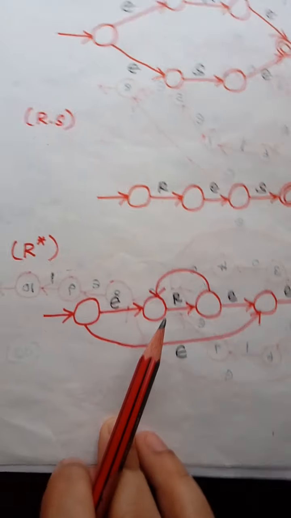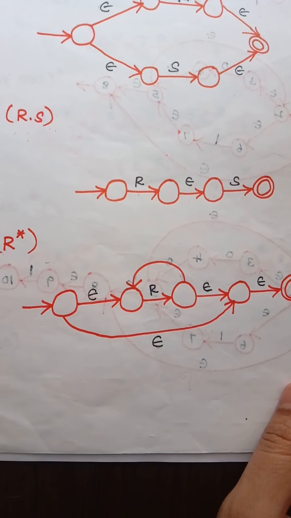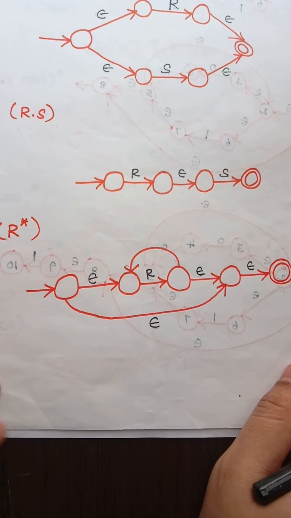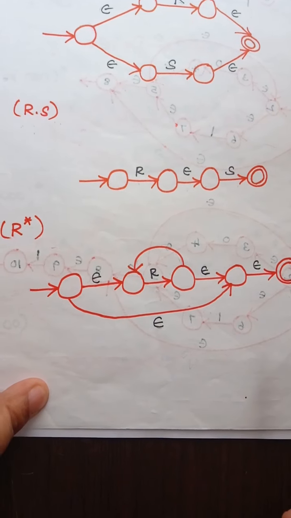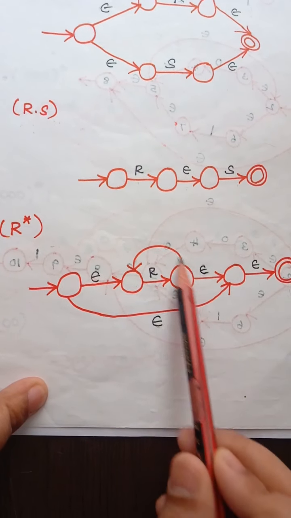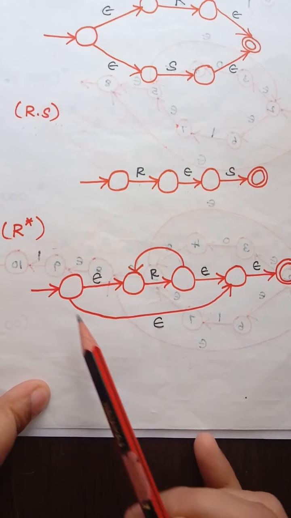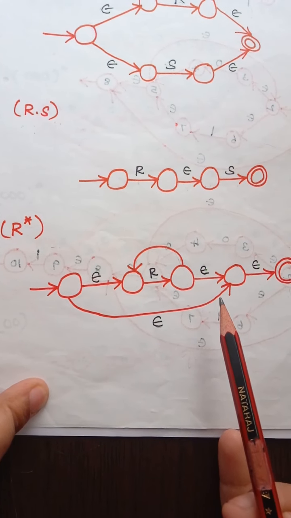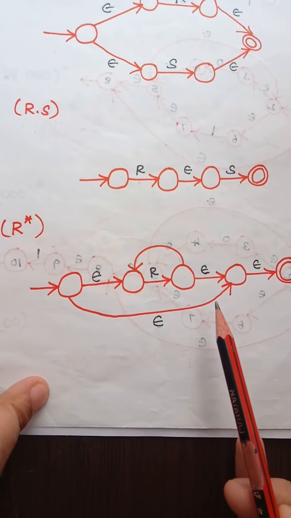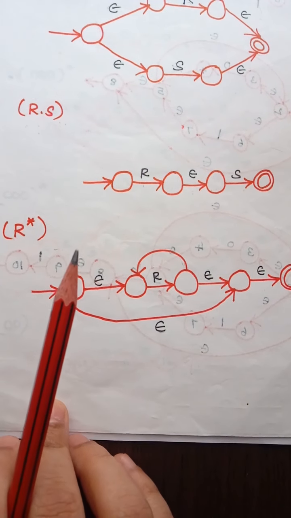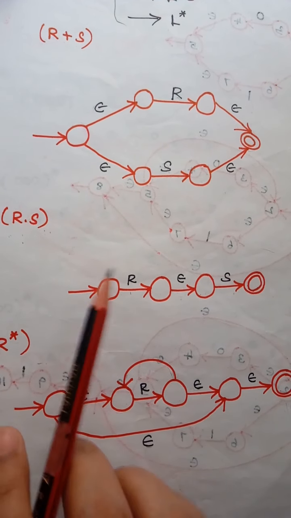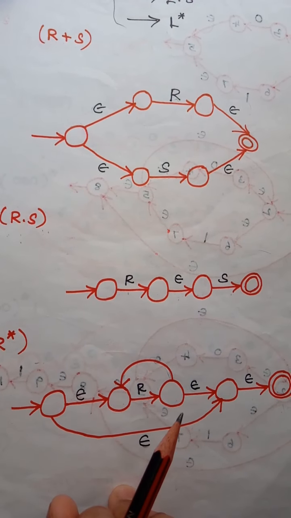Then coming to closure. Here we have R closure, that is we have to construct the NFA for R closure. This is how we can create the NFA for R closure. Here we have R with epsilon moves, and this is for closure, that is 0 or more moves. So this is the basic for converting a regular expression into NFA with epsilon moves.